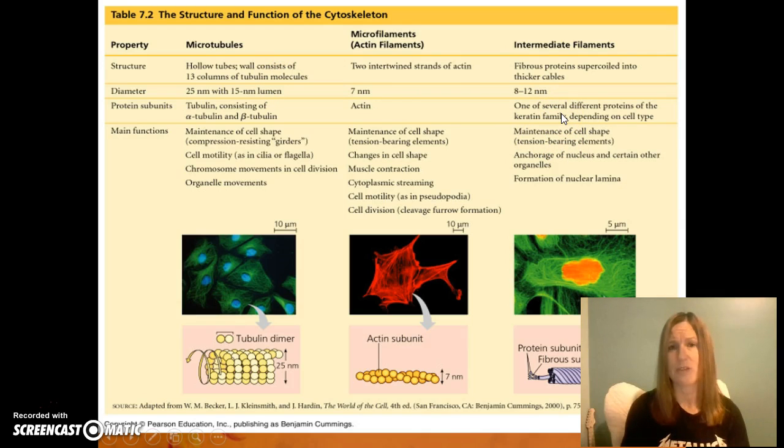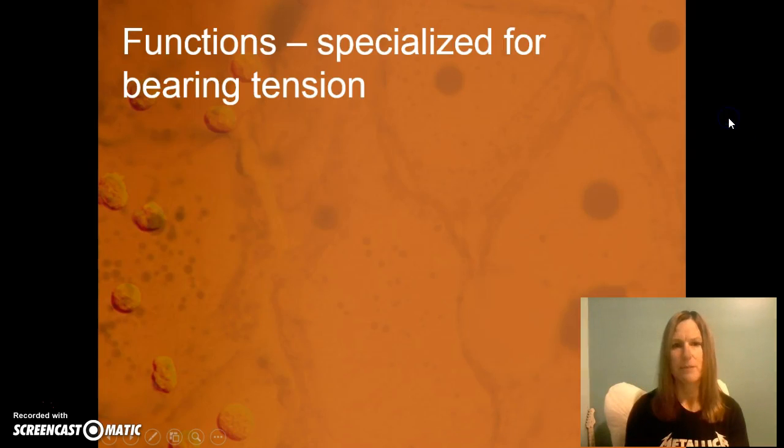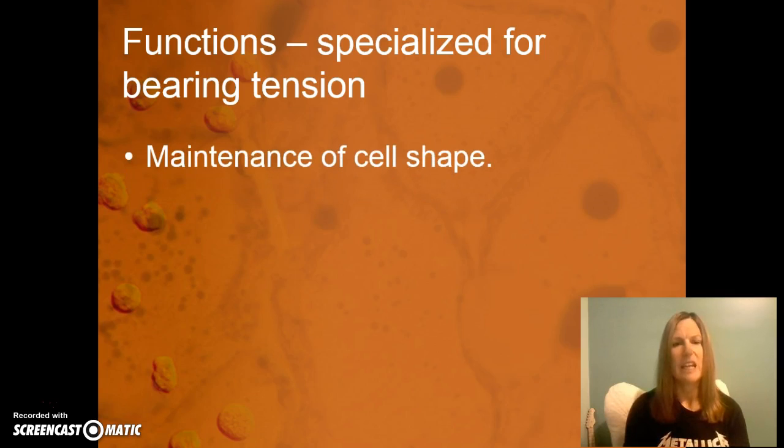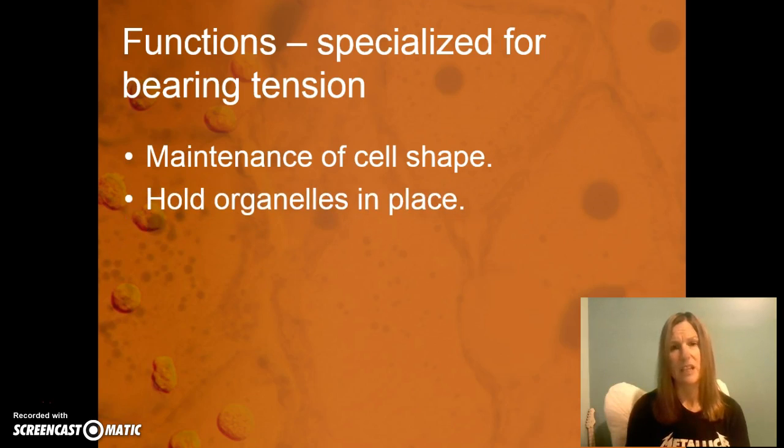And when we say several different proteins, one of those proteins is part of the keratin family, and you might have heard of keratin before because it's the protein in your nails. It tends to last a very long time. It doesn't degrade very quickly, very tough, very resistant, very sturdy. And this sturdiness allows for the following. Okay, the main function of these guys, they're specialized for bearing tension, just like a microfilament. And so again, they provide help with maintenance of cell shape, and they hold organelles in place.